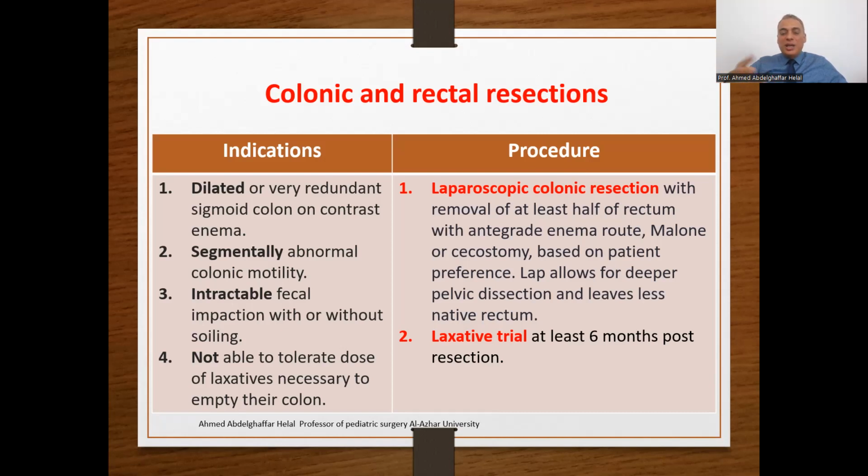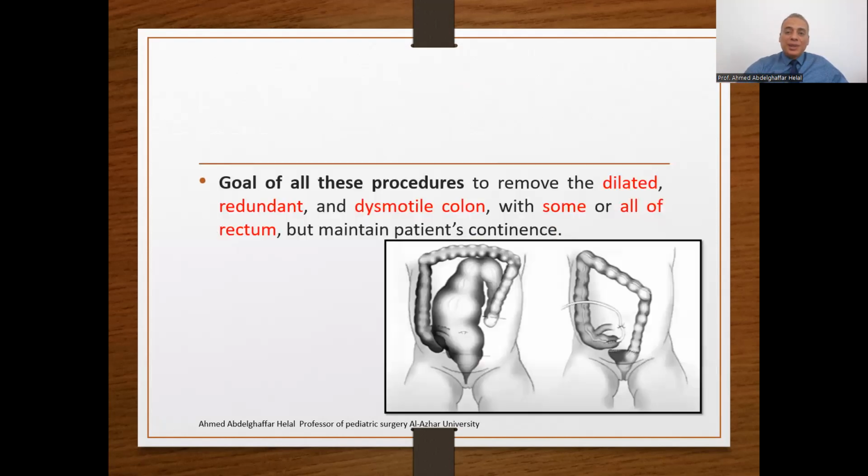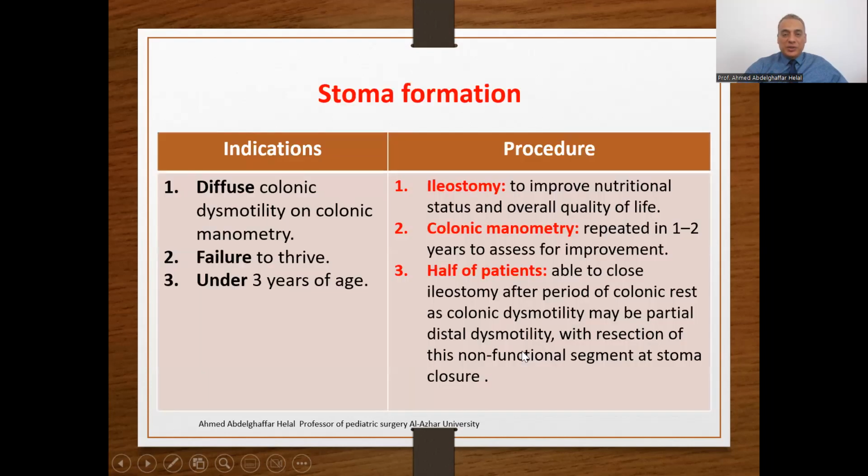Also, laparoscopy is well tolerated by the patient. The laxative trial is started 6 months post-resection. As we see in this picture, dilated megarectosigmoid, and after resection and anastomosis, we resect this dilated, redundant, dysmotile part with some or all of the rectum, but maintaining the patient's continence.